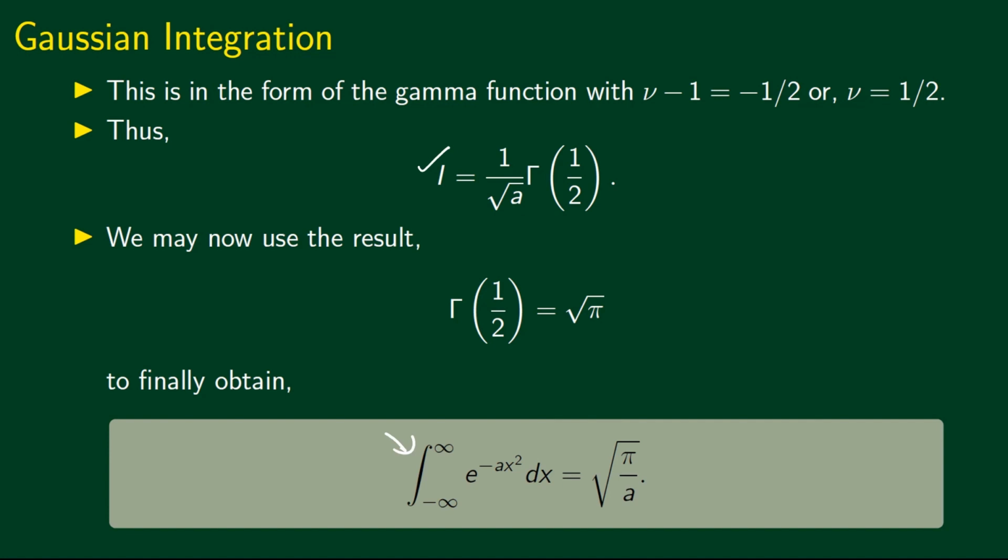Okay, integral minus infinity to infinity e raised to minus a x squared dx is equal to square root of pi by a. All right, this is a very important result. We'll be using it quite often. All right, many integrals that we want to solve can be brought to this form of a Gaussian integral, and then we know the solution. Okay, we just have to make some clever substitutions here and there.